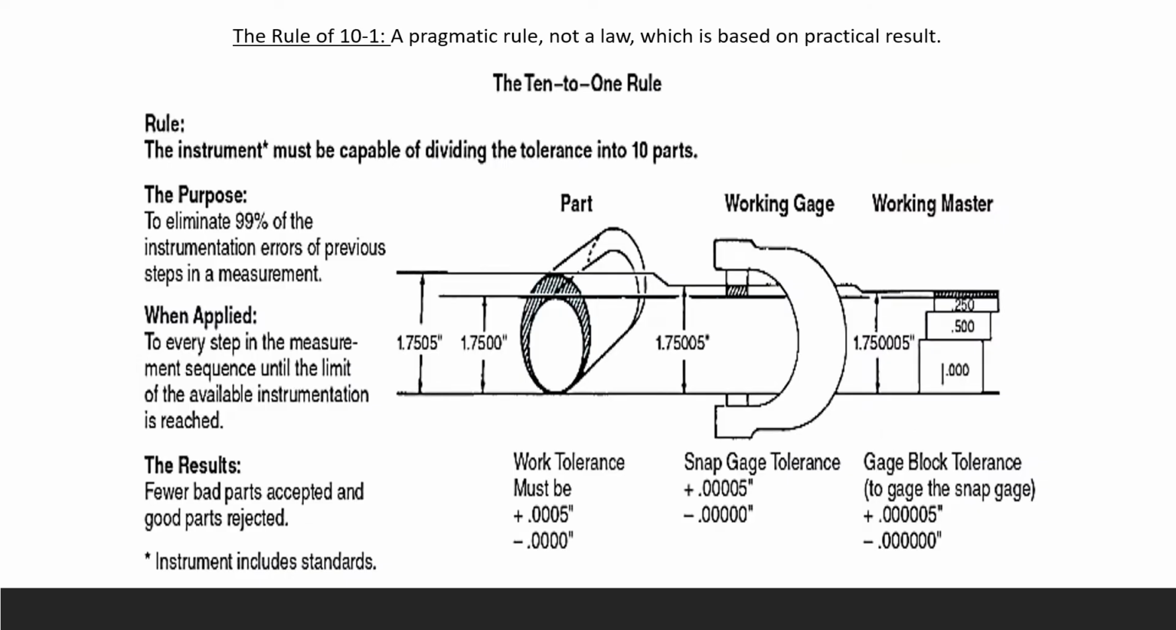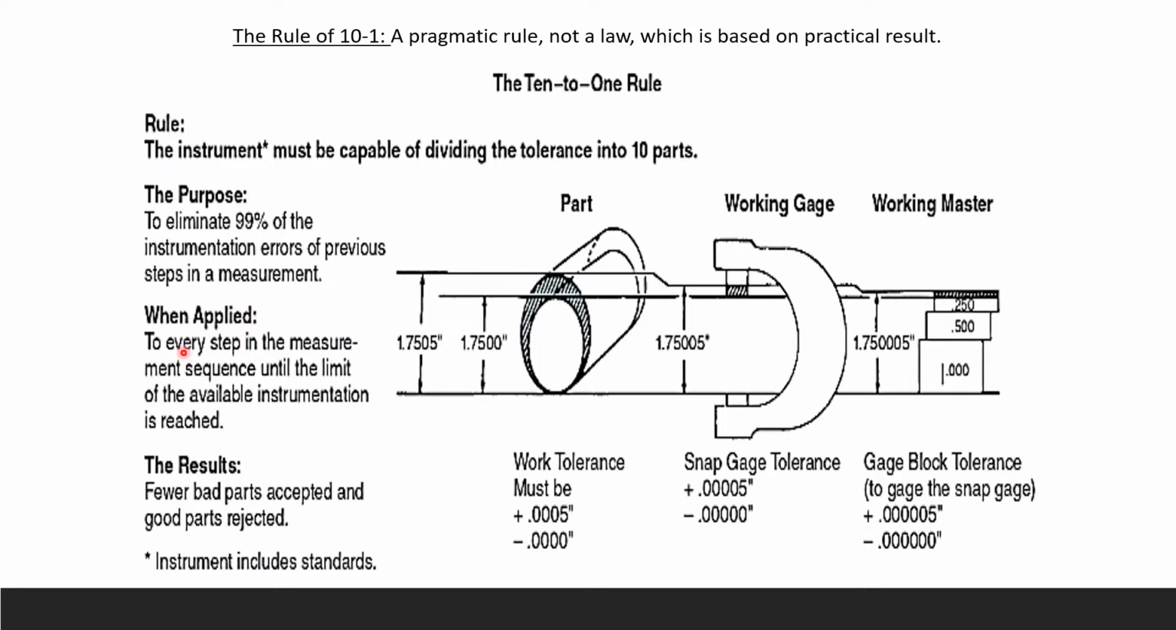This is your calibration rule 10:1, and it's a pragmatic rule. It's not a law, and it's totally based on practical results. The rule tells you the instrument that you're using has to divide the tolerance into 10 parts. The purpose of this rule is to eliminate 99% of the instrumentation errors, and of course, for the previous step in the measurement.